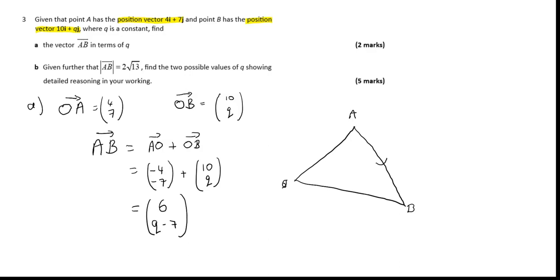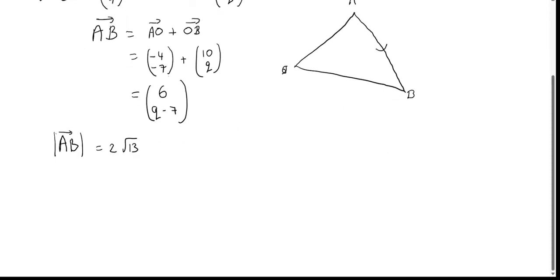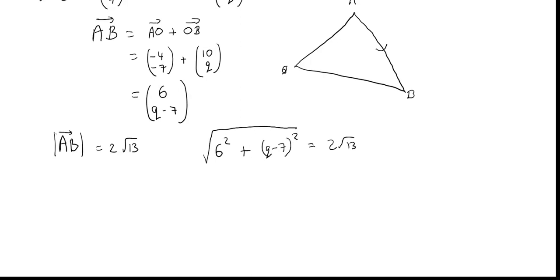So that's part A. Given further that the magnitude of A to B is 2 root 13, find two possible values of q showing detailed reasoning in your working. Okay, so we know that the magnitude is 2 root 13, which means the magnitude is calculated by doing the square of the i component plus the square of the j component, square rooted, and we know that that gives us 2 root 13.